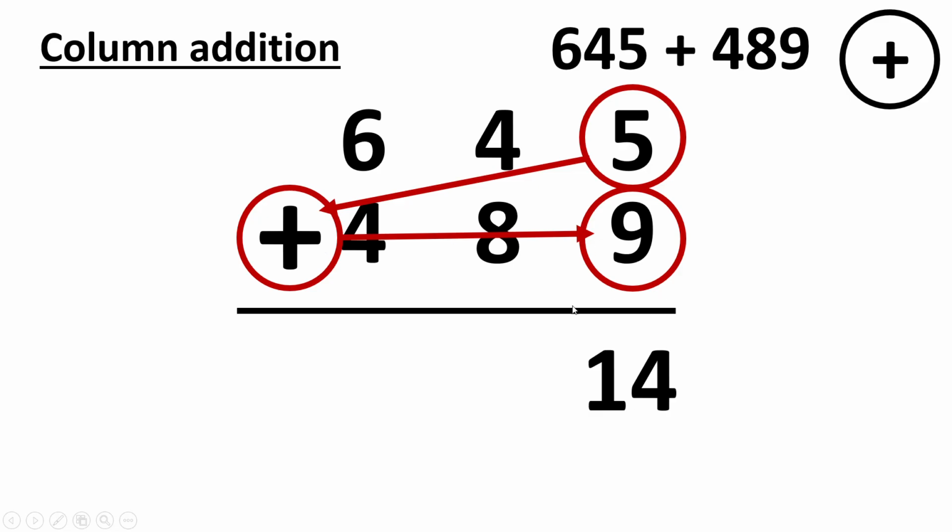However, in our answer box, we can see that 14 is made up of 1 ten and 4 ones. But we only have the space for one digit here in the ones. So what we do is we're going to keep the ones, so that will be 4, and we will carry over the 10 in 14 to the tens column.